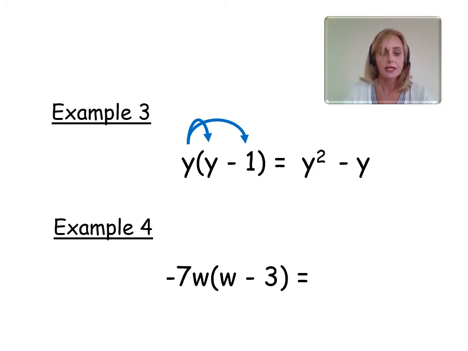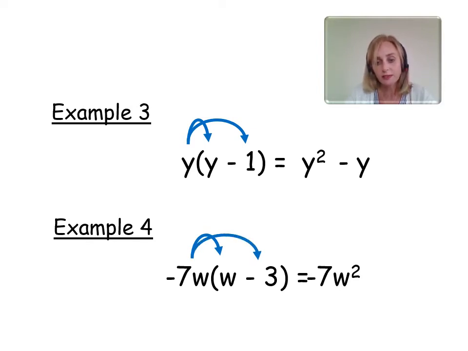Positive times negative. Example 4, this time notice this is minus 7w. Now this whole term is sticking to this bracket, and this is the sign that it's got as well. It's a negative 7w. So we need to multiply that minus 7w by everything inside the bracket. So minus 7w multiplied by w is minus 7w squared. And then minus 7w multiplied by minus 3, the two negatives make a positive, so it becomes plus, and then it's 21w. So 7 3s are 21, and we've got our w there.